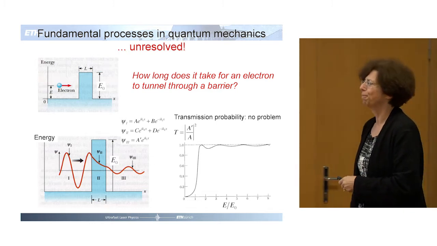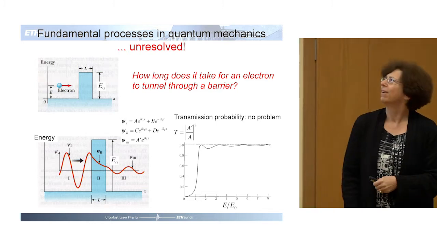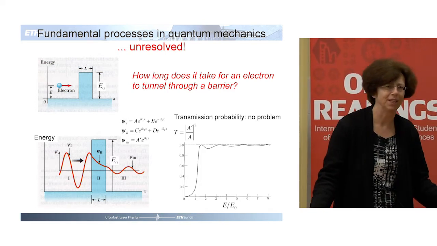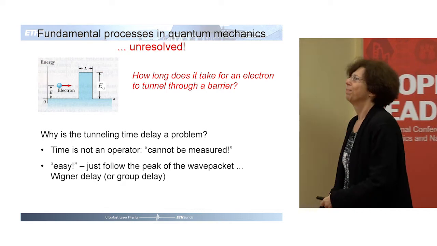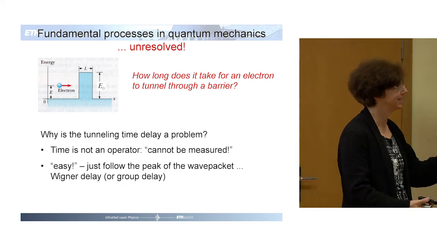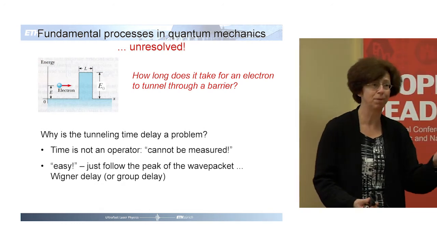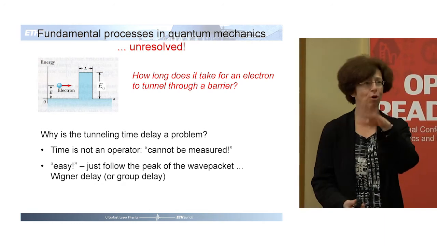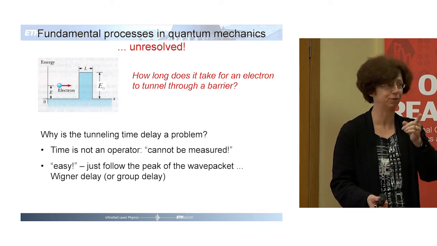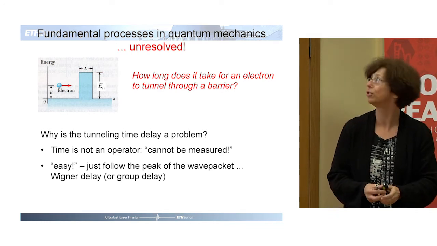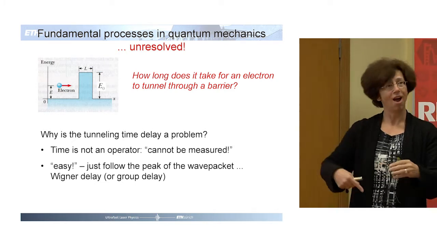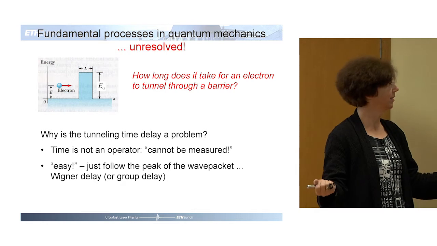Okay, so why is tunneling delay a problem? And it's still a problem today, actually. So there are some hardcore theoretical physicists who say time is not an operator, therefore it cannot be measured. You have no observable. And you still have those when you try to get a paper published. So not possible.